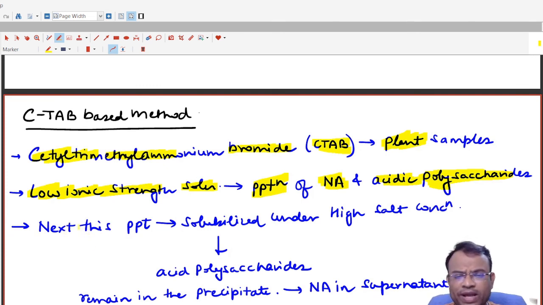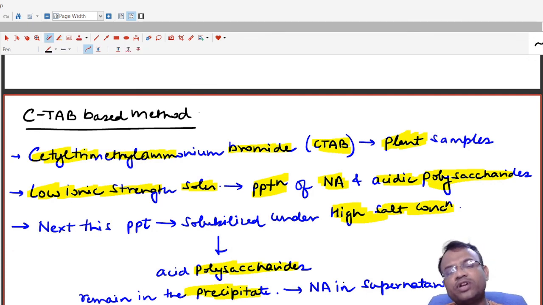Because of the low ionic strength solution, the precipitation was made, and if you want to dissolve or solubilize this precipitate, you need to use a high salt concentration. When you use a high salt concentration, the precipitate that was formed of nucleic acid and acidic polysaccharide will dissolve, and acidic polysaccharides will still remain in the precipitate, but nucleic acid would now go into the supernatant. Very important point.